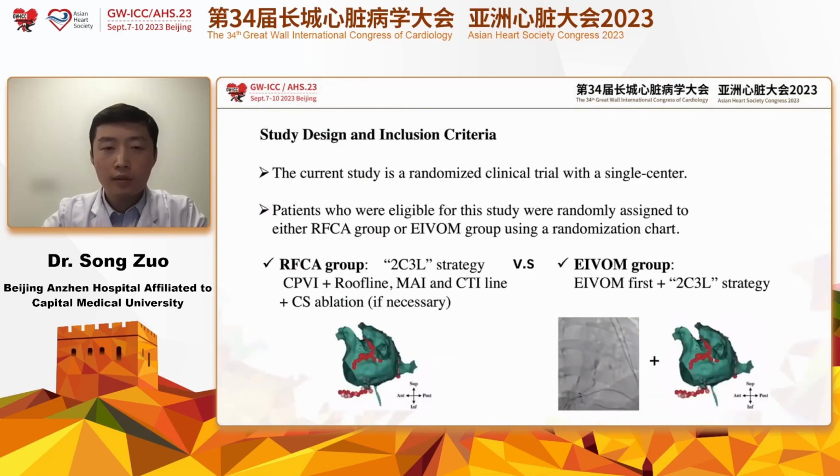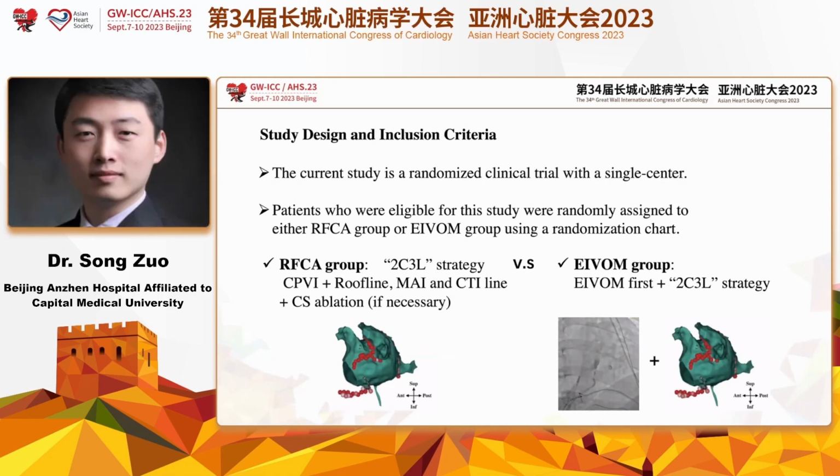The method. Our study is a randomized clinical trial at a single center. The patients who were eligible for this study were randomly assigned to either the RFC group or the EIVOM group using a randomization chart. In the RFC group, we take the 2C3L strategy. It includes CPVI, roof line, the mitral isthmus line, and the CTI line. If necessary, we will give CS ablation. And in the EIVOM group, we perform the EIVOM first, then we give the 2C3L strategy for ablation.